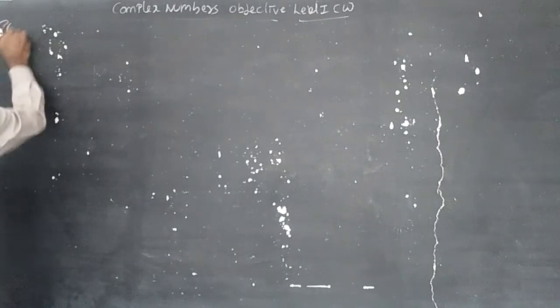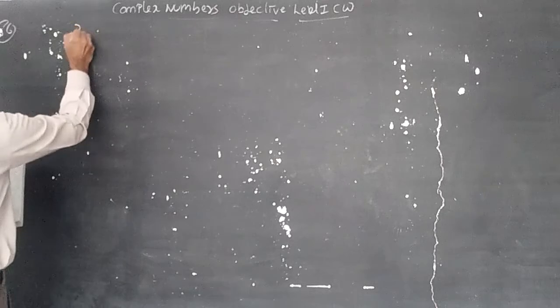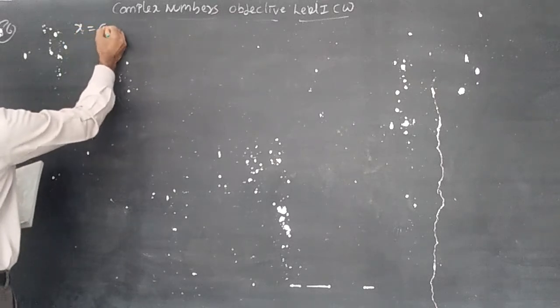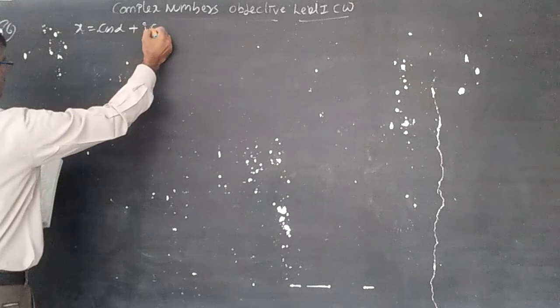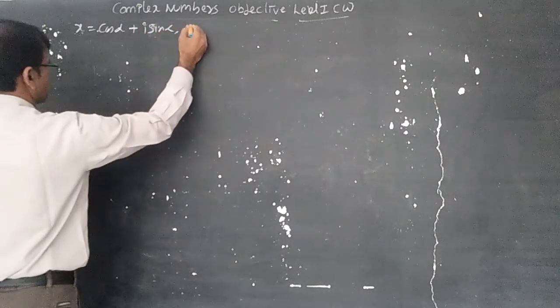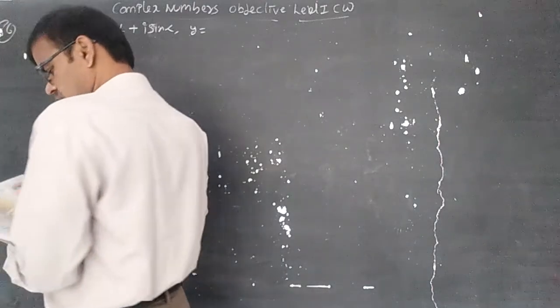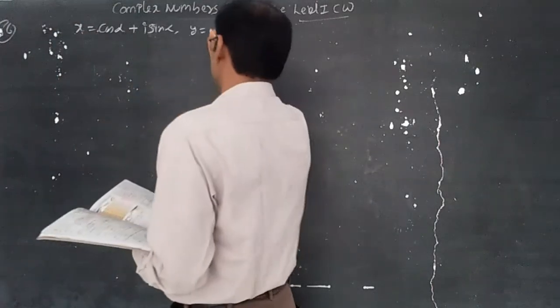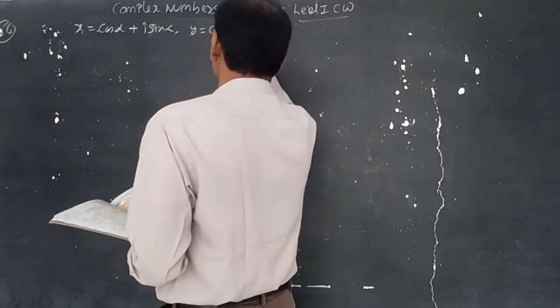Question number 56. x plus 1 by x is equal to 2 cos alpha. So whenever it is given as x plus 1 by x is equal to 2 cos alpha, you can understand that x is equal to cos alpha plus i sin alpha, and y plus 1 by y is equal to 2 cos beta. So it means that y is equal to cos beta plus i sin beta.